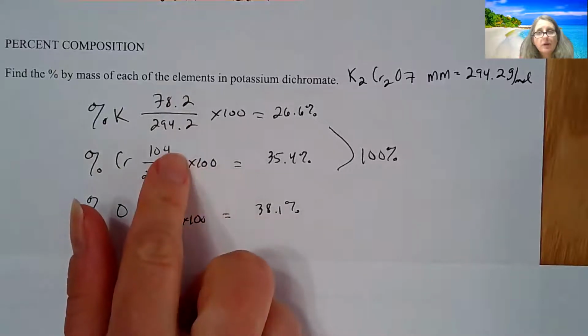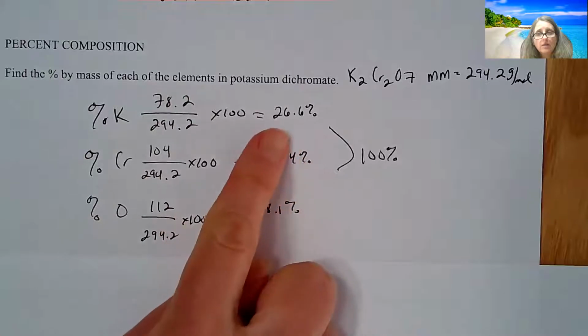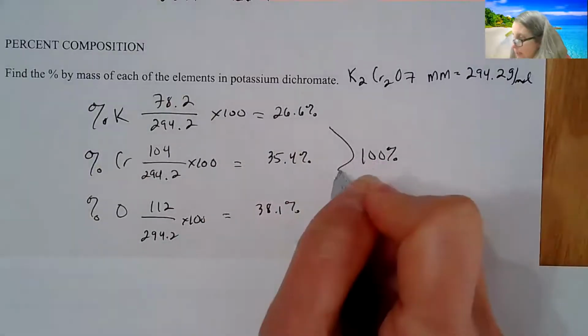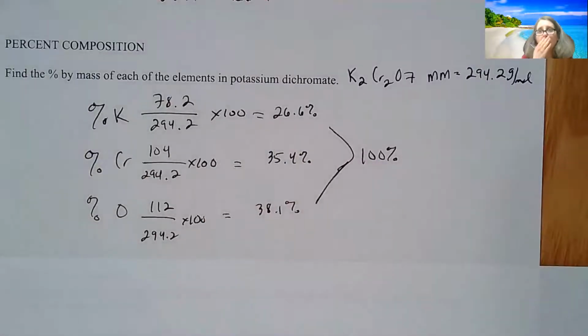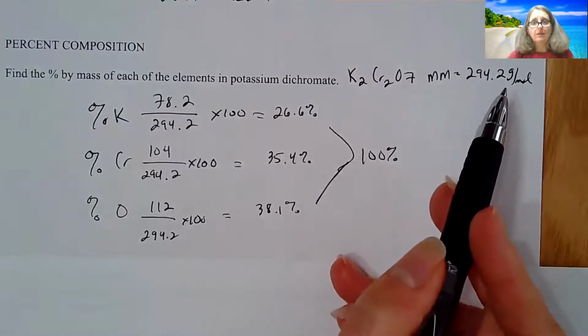Chromium, same thing. You got 2 chromiums. Here you have 7 oxygens. You can put it over the total. So you get around 26.6, 35.4, and 38.1. These should all total up to be 100%. Do realize that if it's like 99.9 or 100.1, that's just a rounding issue for when you do the molar mass of only 1 digit after the decimal.